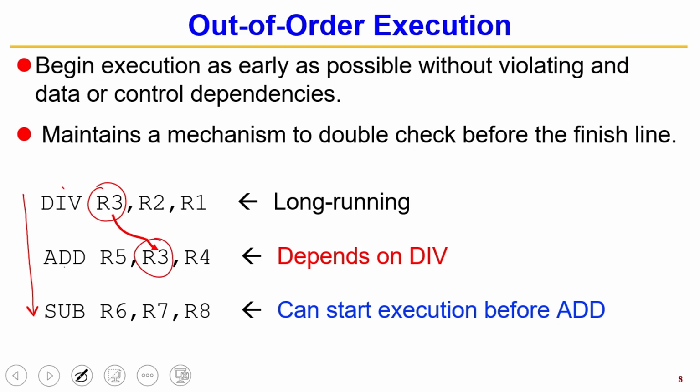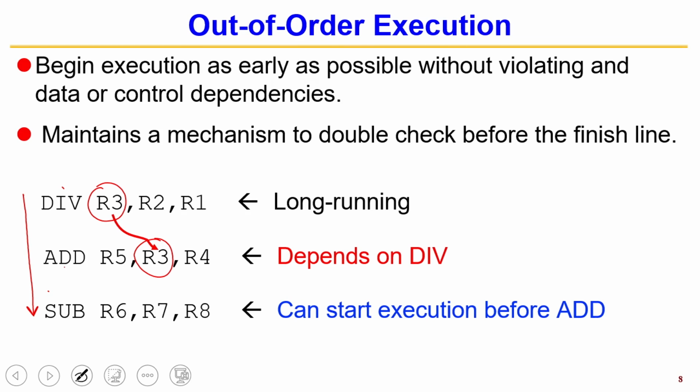So the add instruction cannot start until division finishes. That means this one has to wait. If, let us say, it takes 24 clock cycles, it needs to wait 23 clock cycles. But if you look at the subtract instruction, it has no data dependency, and there is no if, branch, or for in between them, no control dependency.